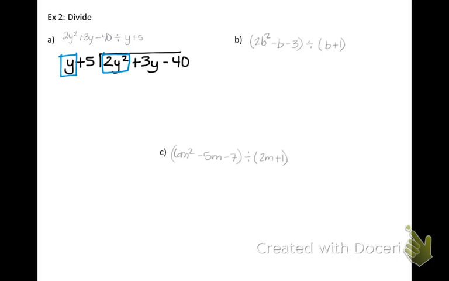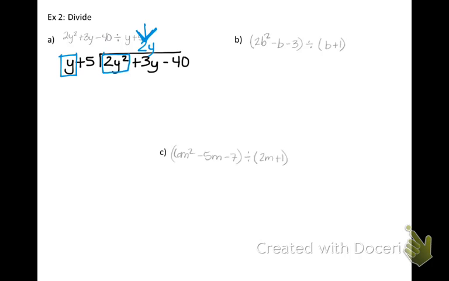What do you need to multiply y by to get 2y squared? 2y. And you put it on the second number over. So you're going to put it right here, 2y.